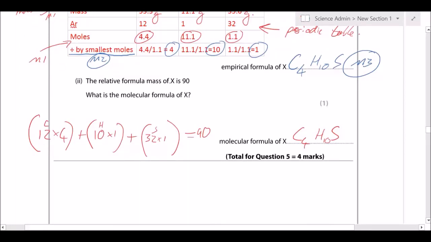Okay, the relative formula mass of X is 90. What's the molecular formula of X? Well, first of all, let's work out the Mr of this. So the Mr of this is 12 times 4 plus 10 times 1 plus 32 times 1, which equals 90, which is what is said in the question. Therefore, the ratio must stay the same, so it's exactly the same answer. Okay, no change in ratio. So that's just C4H10S.